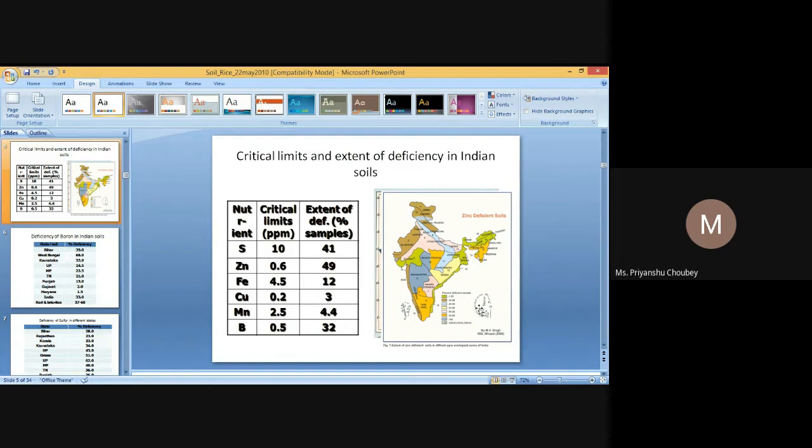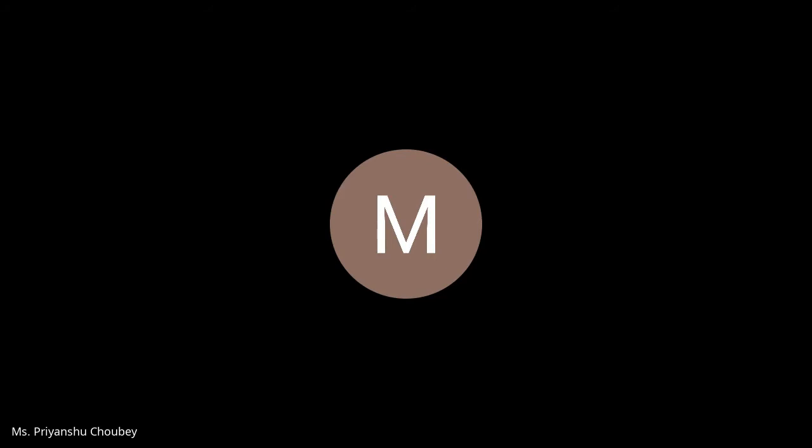Here, the table shows texture groups on the basis of the percentage of sand, silt, and clay. The first column is the texture group, and the second is sand, silt, and clay. First, sand: 80 to 100% sand, with silt 0 to 20% and clay 0 to 20%.